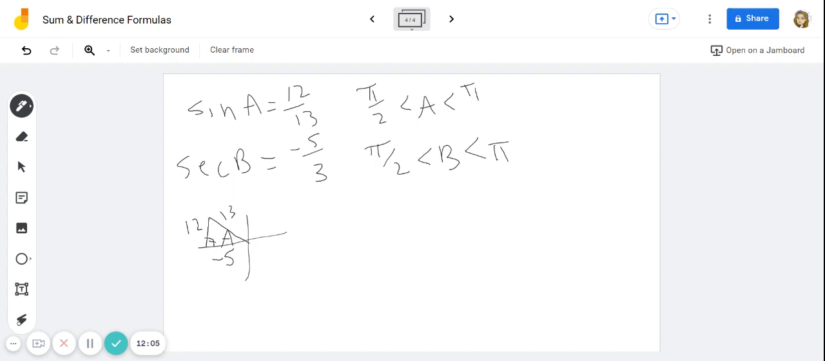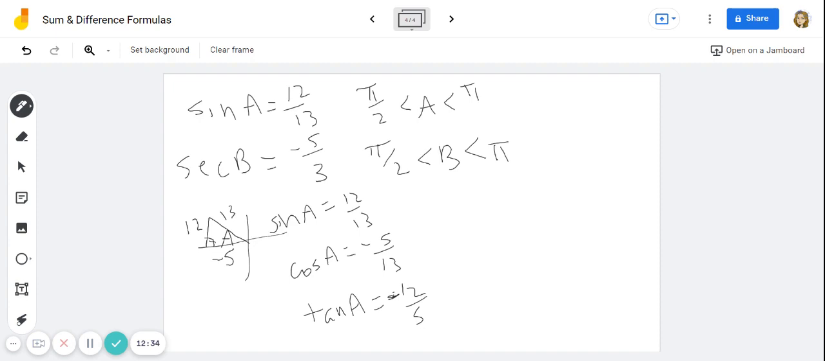Now we could write out everything we might need. Sine of A should be, we already know, 12 over 13. Cosine of A is adjacent over hypotenuse, which would be negative 5 over 13. And tangent of A is opposite over adjacent, which would be 12 over negative 5 or negative 12 over 5. If I could get the negative to work there. Come on, there we go.